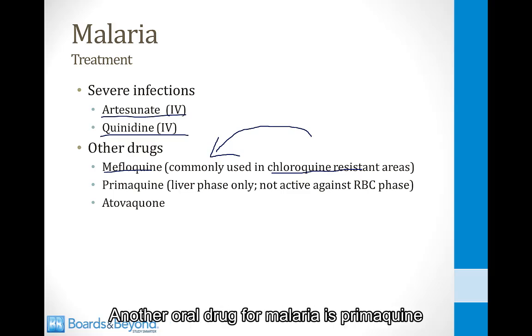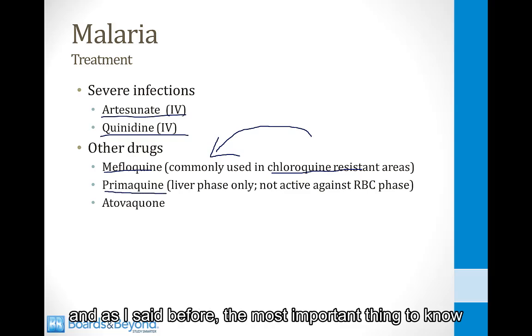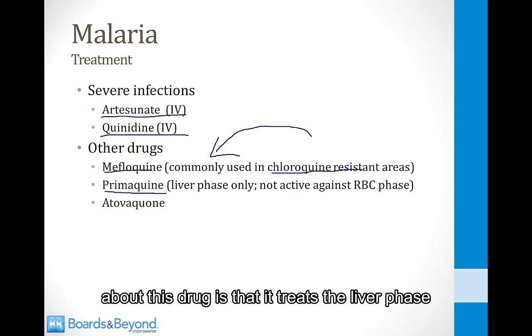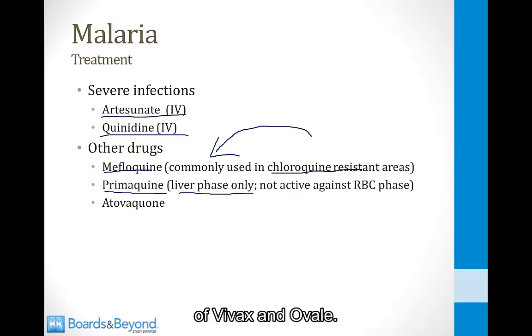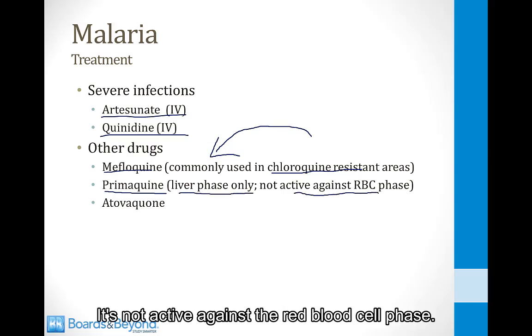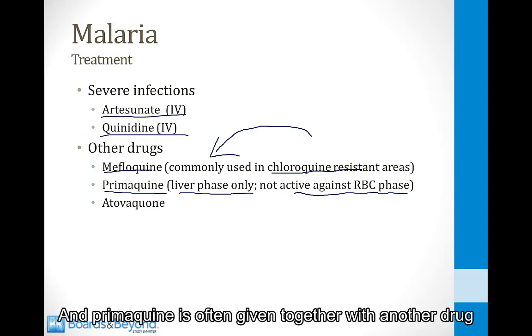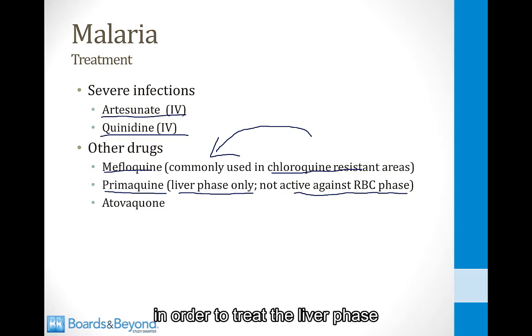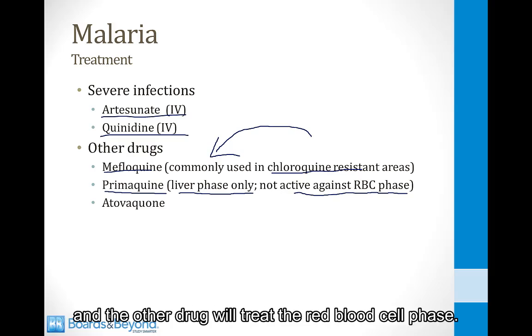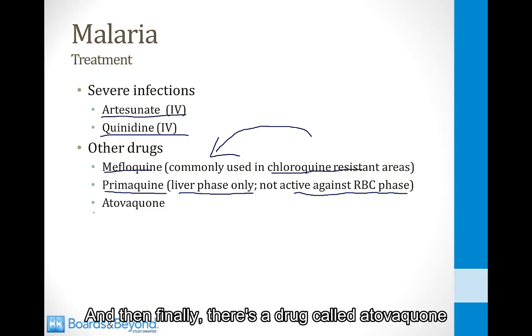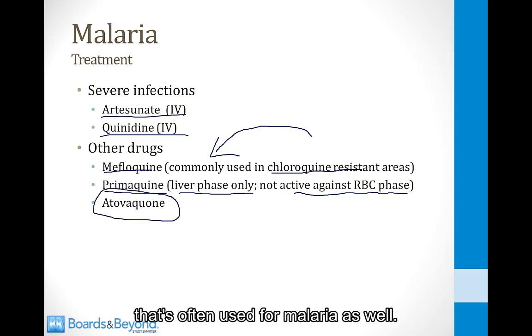Another oral drug for malaria is primaquine, and as I said before, the most important thing to know about this drug is that it treats the liver phase of Vivax and Ovale. It's not active against the red blood cell phase, and primaquine is often given together with another drug in order to treat the liver phase, and the other drug will treat the red blood cell phase. And then finally, there's a drug called atovaquone that's often used for malaria as well.